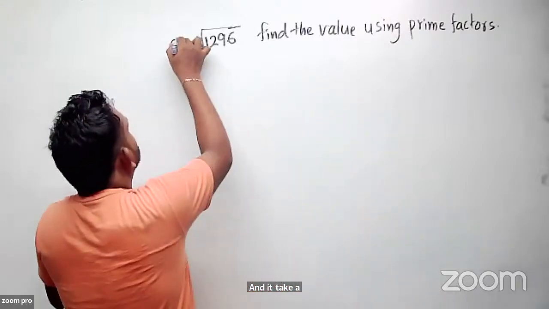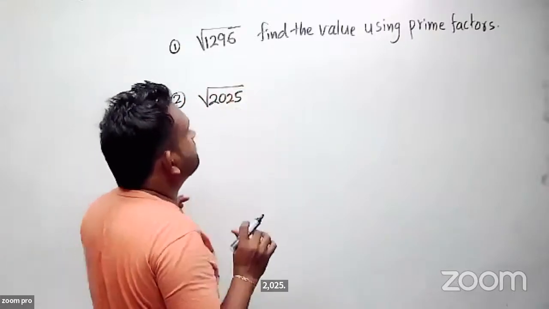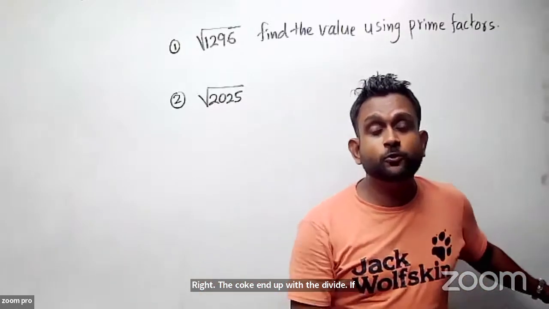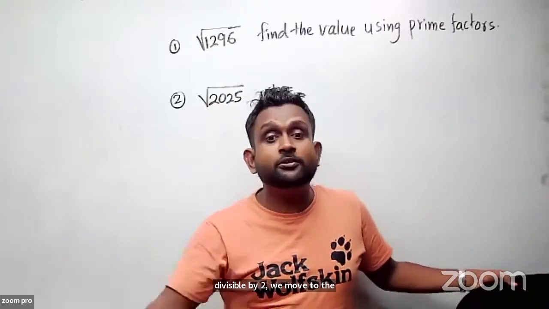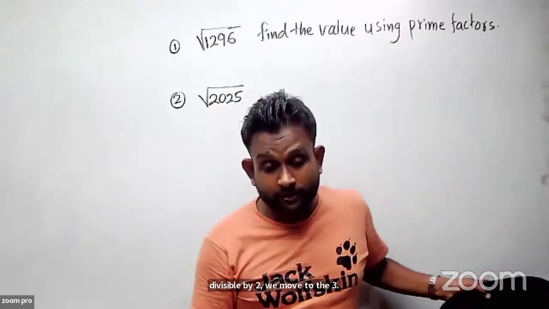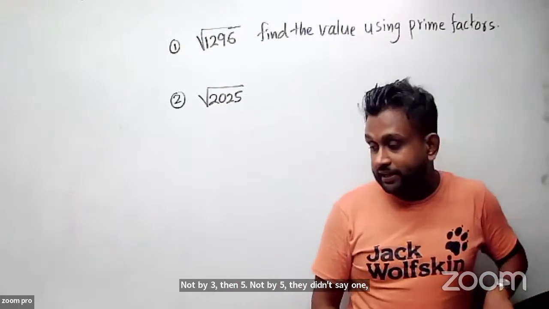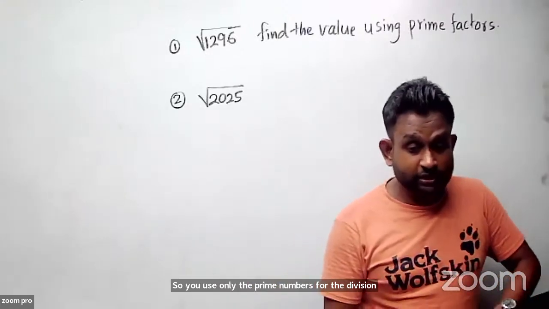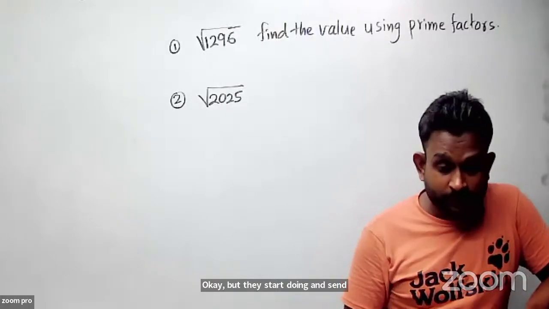2025. Right. So we must start dividing with 2. If it is not divisible by 2, we move to 3. Not by 3, then 5. Not by 5, then 7. Likewise. So you use only the prime numbers for the division. Okay, start doing and send me the answers to the chat.